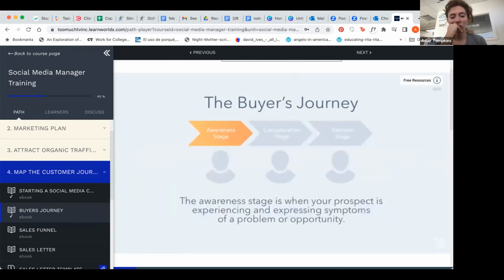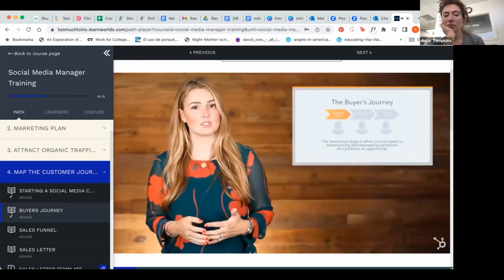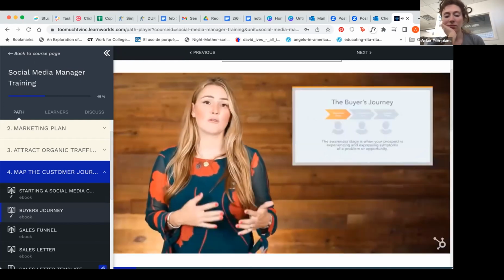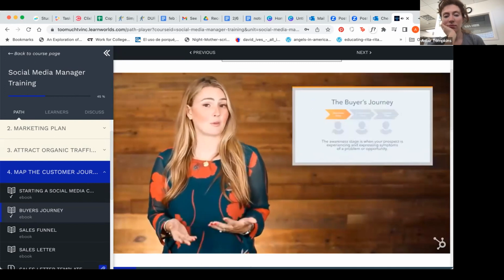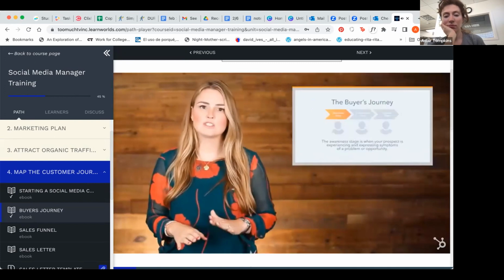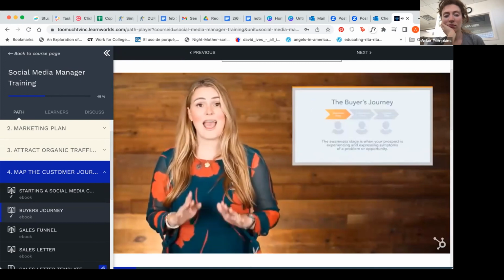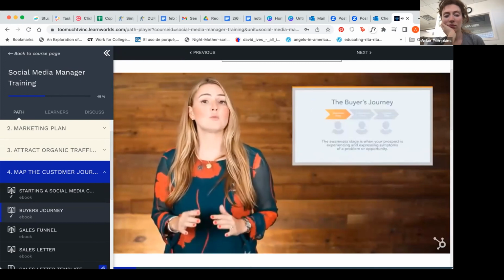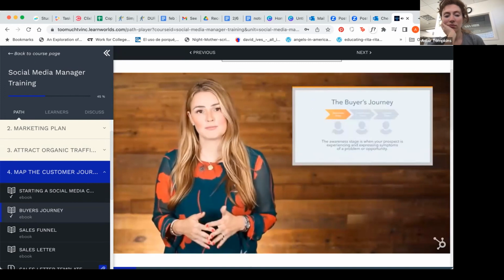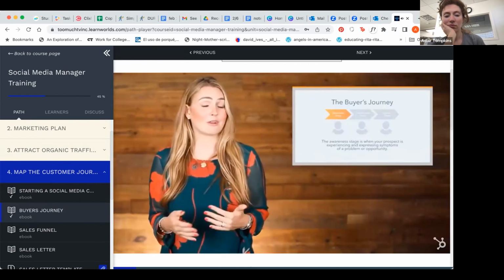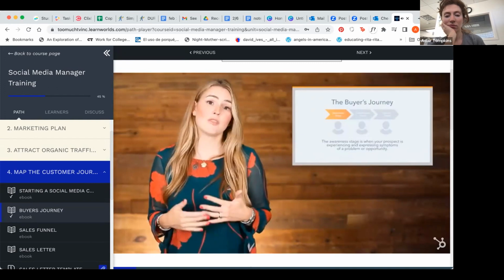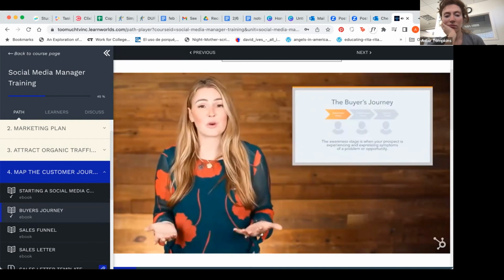The awareness stage is when your prospect is experiencing and expressing symptoms of a problem or opportunity. They're doing educational research to more clearly understand, frame, and give name to their problem. The awareness stage does not mean that they are now aware of your business. At this point, they are just aware that they have a problem. Maybe they're ready to fire their existing process or know that their existing process just isn't working yet.